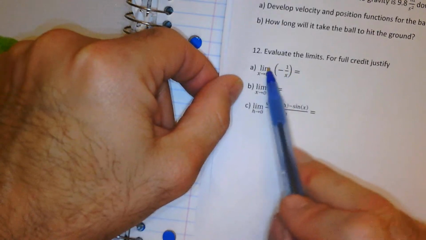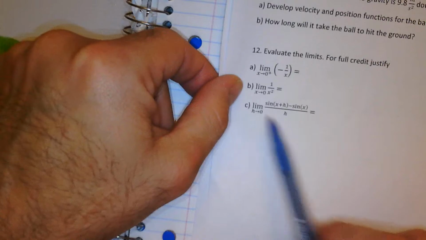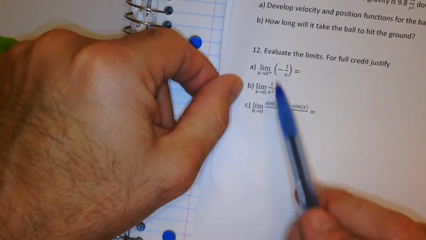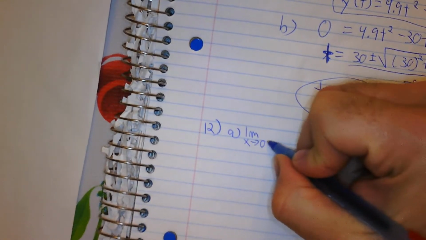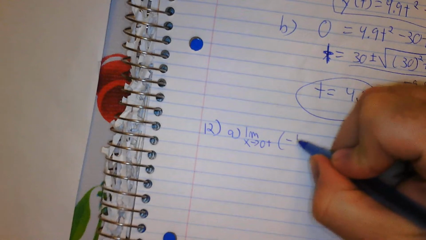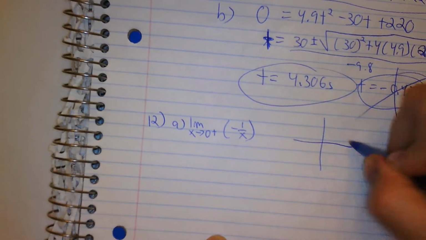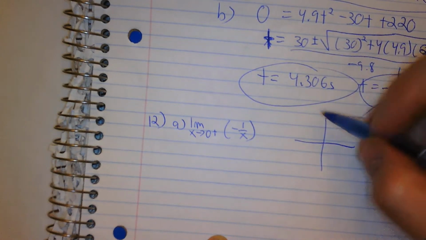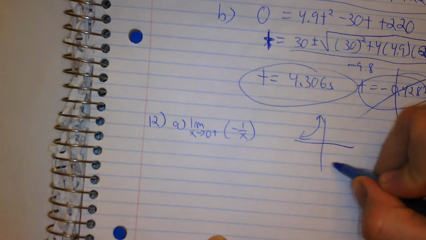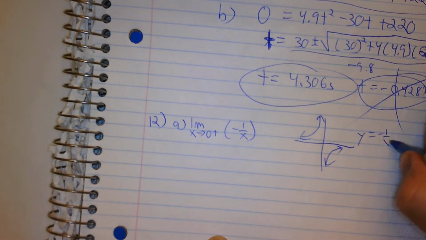This right here has got to be some sort of vertical asymptote situation. This is a vertical asymptote situation, and this is the limit definition of a derivative. So A and B are a class, and C is something totally different. All right, A, find the limit as x approaches 0 from the right of negative 1 over x. Well, you know what y equals 1 over x looks like. That function just inverts about the x-axis, so you wind up with this function. Okay, that's y equals negative 1 over x.